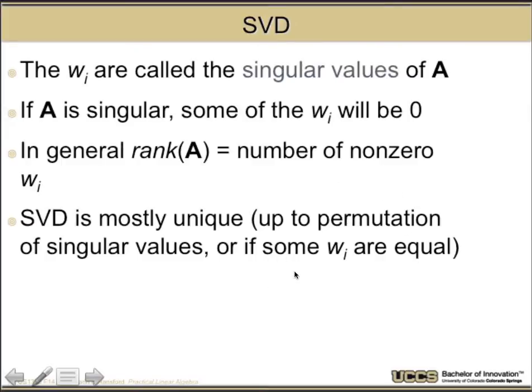And the SVD is mostly unique. It's actually unique up to a permutation of singular values if some of the WIs are equal. So if I have 3 equal eigenvalues for A transpose A, then I will have 3 equal singular values. And then you can rearrange the columns, but it will still be unique.